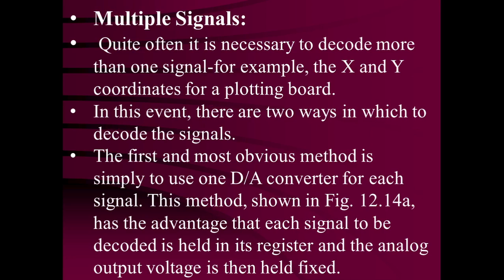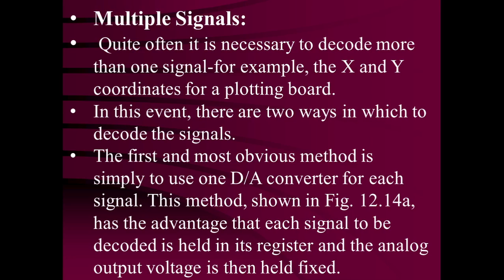Now, this is when one signal digital line is obtained. When multiple signals are going to be available, then what to do? Then there are two methods. We can decode this digital information into analog output voltage.